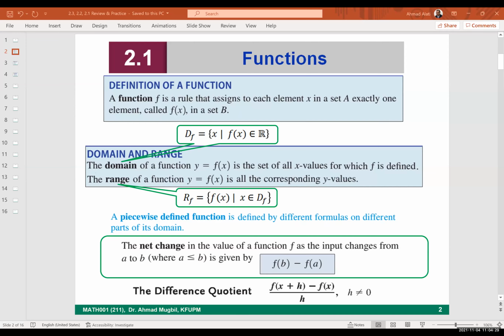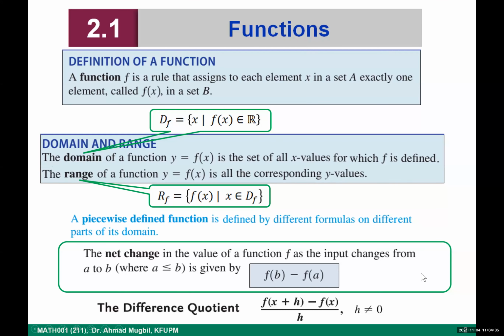So we will review quickly and practice sections 2.1, 2.2, 2.3. If you remember section 2.1, it is about what we mean by a function. Y equals f of x means that for each x, there is only one y. The domain is the set of all the x values for which f is defined, all the possible values of x. The range is all the resulting y values, all the corresponding y values. You need also to know from this section mainly what is the difference quotient.